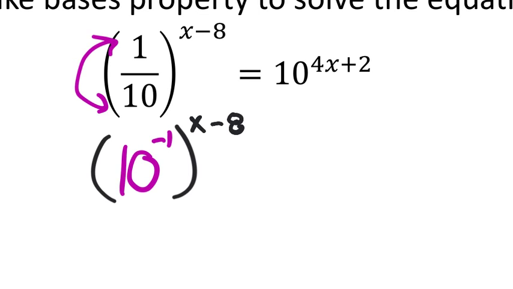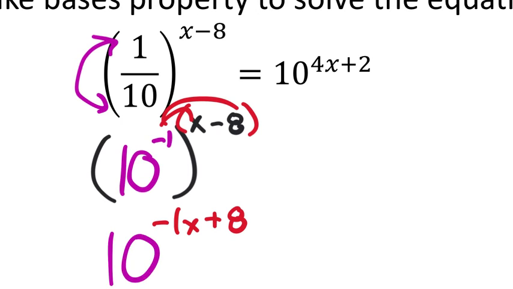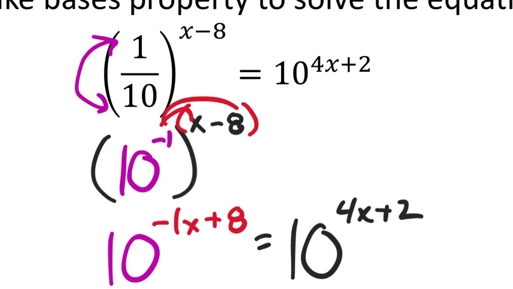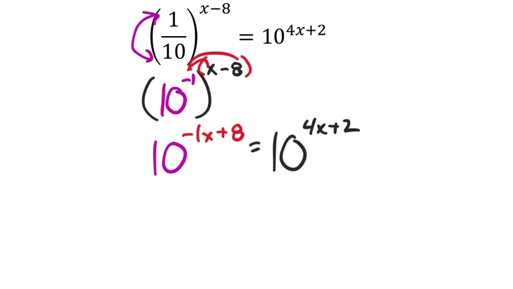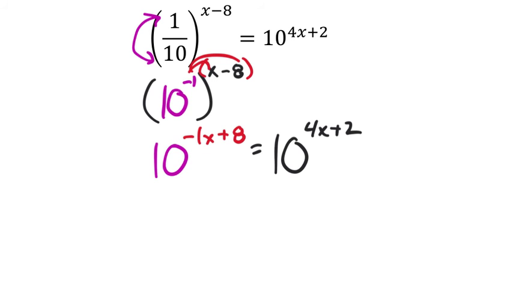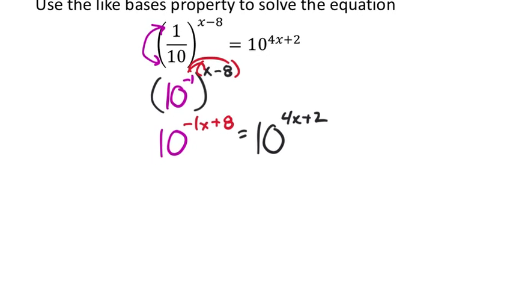Now we're looking at a situation where I'd be distributing this -1 into that parentheses, and -1 times x would be -1x. And -1 times -8 would be +8 now, right? So I've got base 10 to this exponent, and then I also got this other base 10 to this exponent, 4x plus 2. And this is good enough for us to say, now that the bases match, that we're going to go in and just rewrite the equation without the bases.